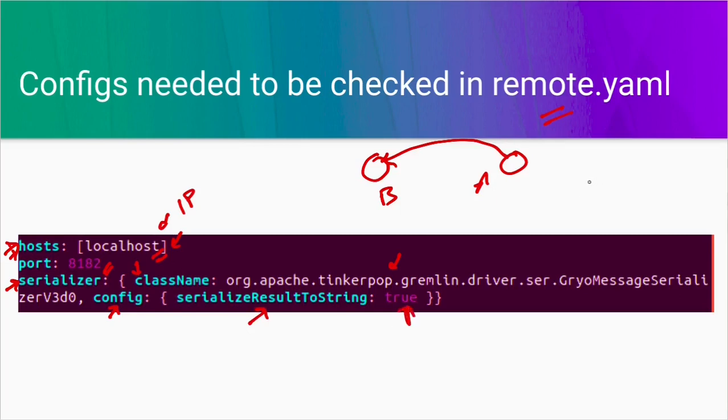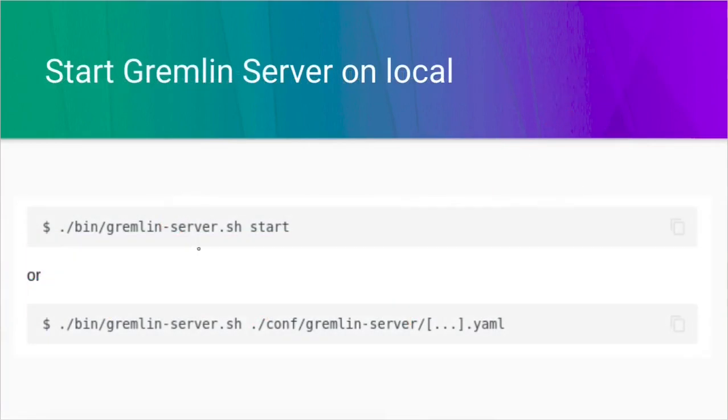Now enough of these configurations. Now let's see how to start a Gremlin server. We can start a Gremlin server using the gremlin-server.sh file. This file is located in the bin directory under the distribution. And start is just the argument that we are providing to this sh file. As we can see here, we can use this particular command in two variants.